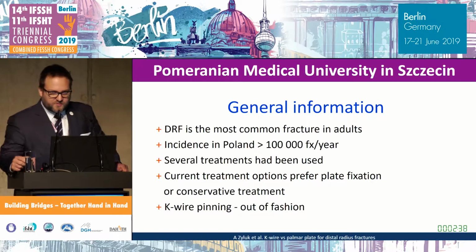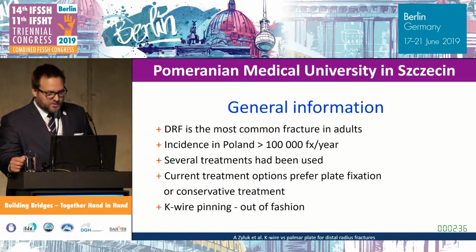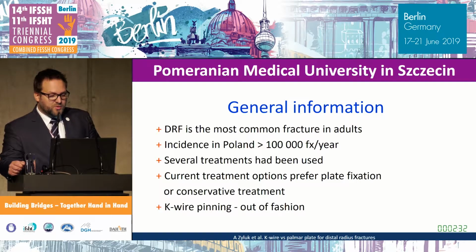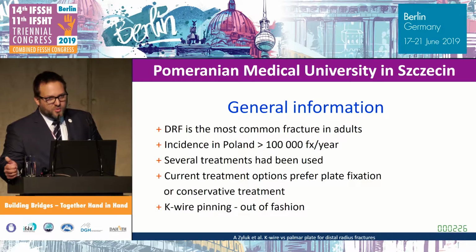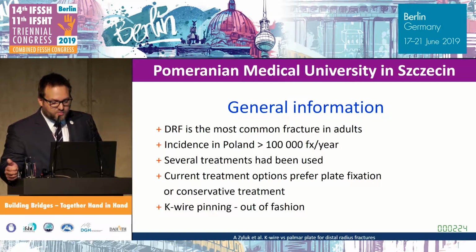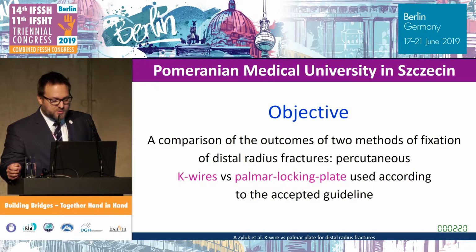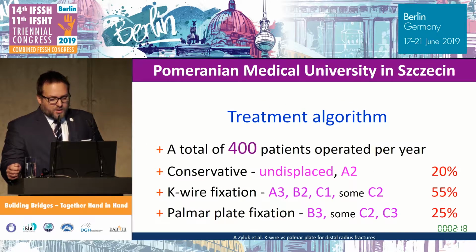You know that the distal radius fracture is one of the most common problems in hand surgery and wrist surgery. We need to treat more than 100,000 patients in Poland each year, and the cost effectiveness of treatment is an issue in this situation. The most modern techniques prefer plate fixation, but in some centers we do use K-wire pinning. We treat about 400 patients each year.